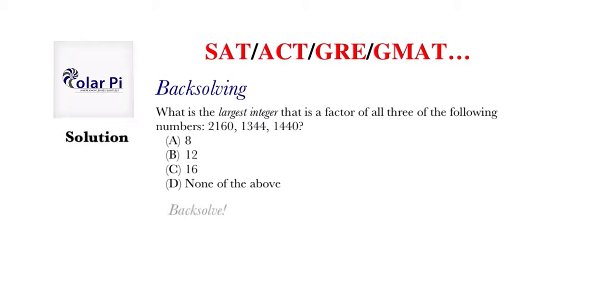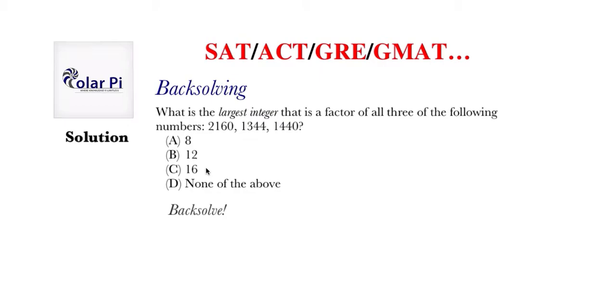Well, the solution is to backsolve. How do we do that? Well, pay attention to the question. It says the largest integer. So from the given answer choices, clearly 16 is the largest integer, right? And since factor means that the number divides the given numbers, what you should do is backsolve, meaning solve backwards from the answer choices into the question. So start intelligently from 16. If you do 2160 divided by 16, and also 1344 divided by 16 and 1440 divided by 16, you'll see that it works.